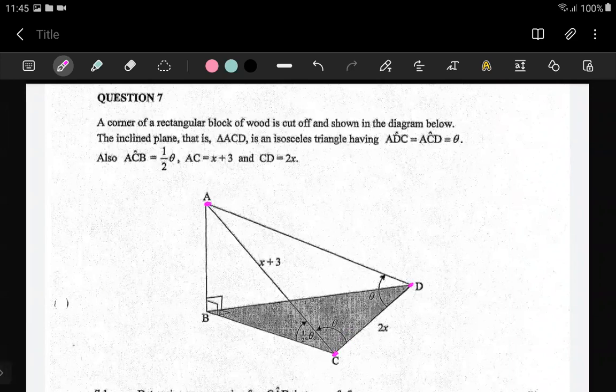But before I even keep talking, how many triangles do you see in this sketch? Don't forget to unmute yourself. You see 4, right? And then what are those 4 triangles?